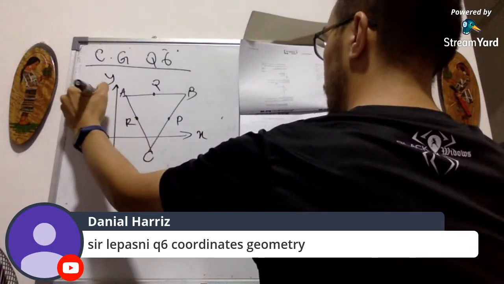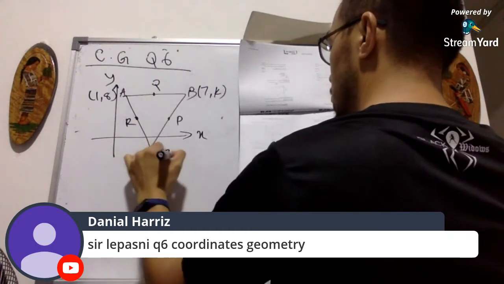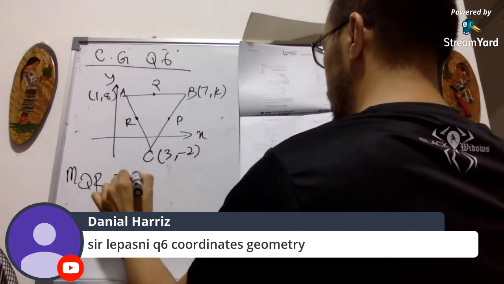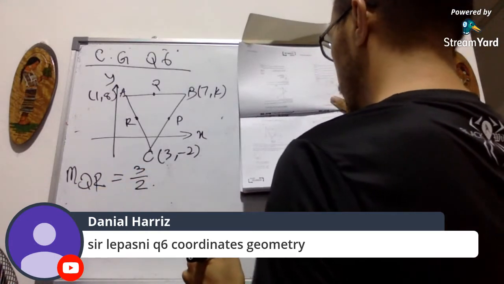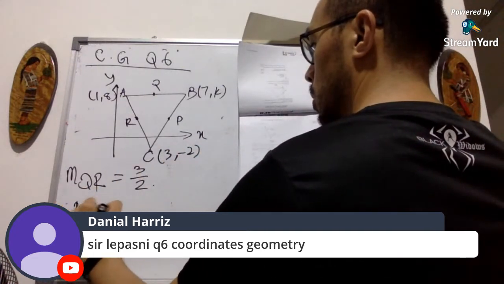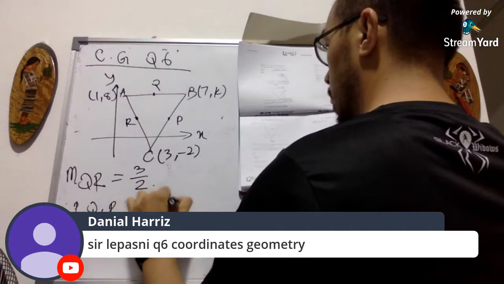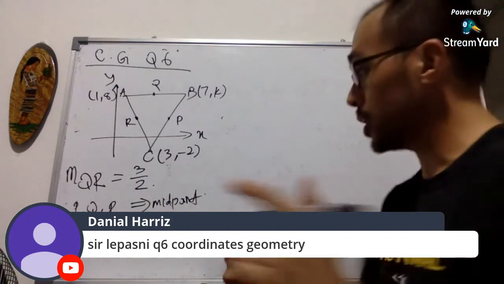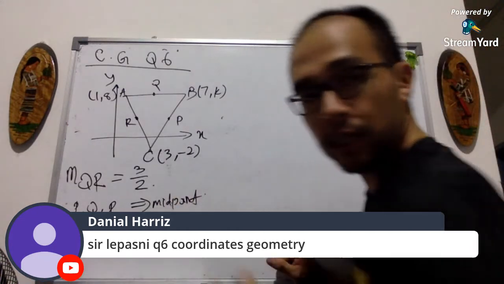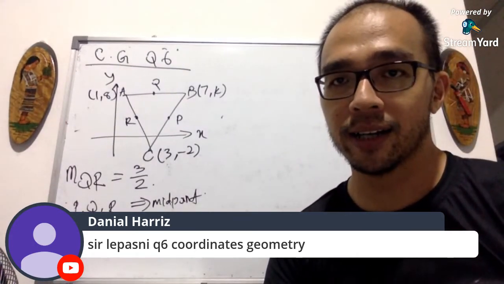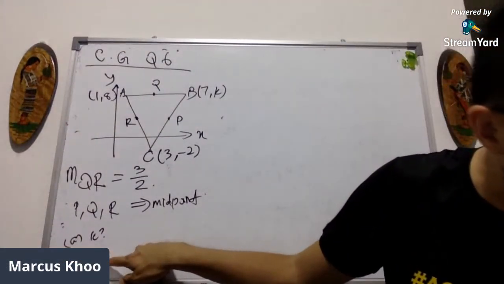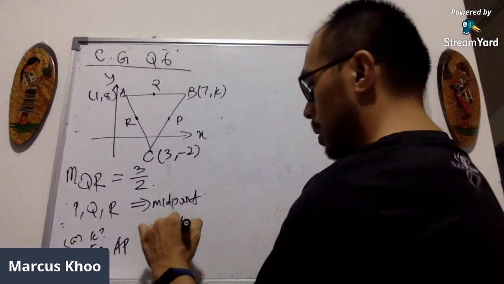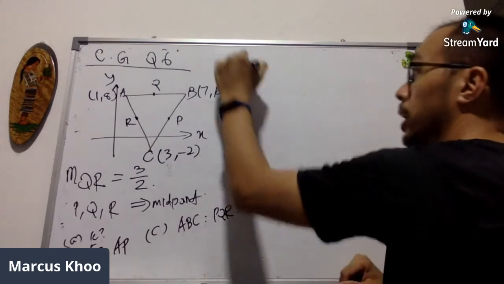You're given A is 1 and 8, B is 7 and 8, C is 3 and -2. Then you're given the gradient of QR, which is 3 over 2. P, Q, and R are midpoints. The first question is what is K? The second question is the equation of AP. And question C is the ratio of ABC to PQR. So we're going to start with question A.